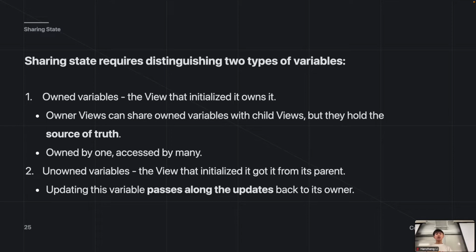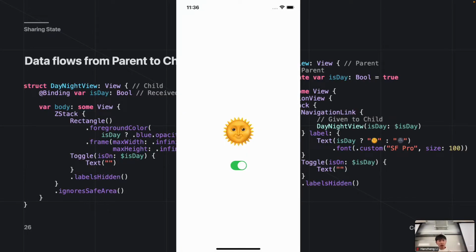And then unowned variables are just the access version of an owned variable. You, as the child of a parent view, are given access to a variable that they own. And so when you update this variable, it just passes the changes up to the parent, or I guess whoever owns the variable. Any questions on this so far? I think this is a pretty intuitive abstraction of how the types of variables work.